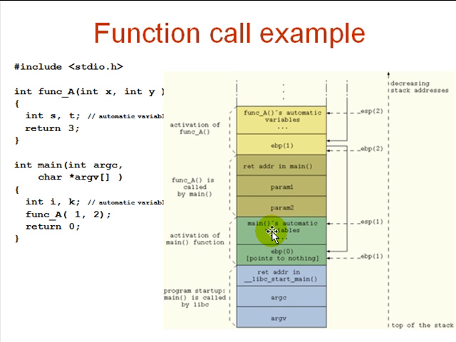Then there are main's automatic variables, which should be I and K, that will be stored. Then parameter 2 will be pushed, then 1 will be pushed, and then the return address in main will be pushed. Then EBP is pushed also, and then you call into function A. Function A's automatic variables S and T will be pushed on the stack. When it returns, function A would return the value 3 in the EAX register.